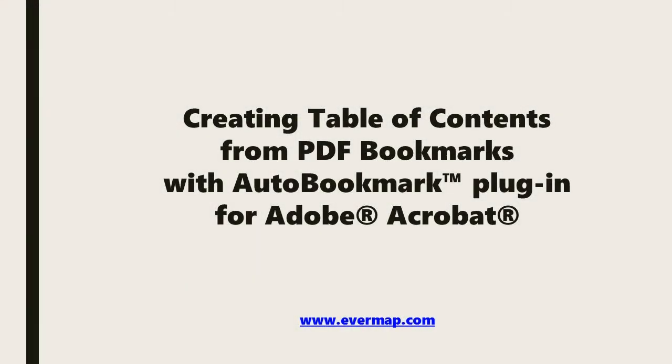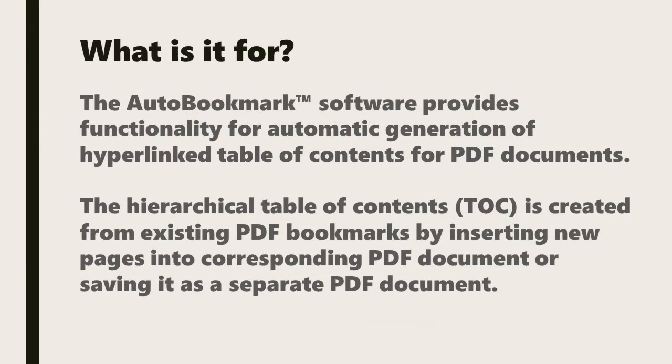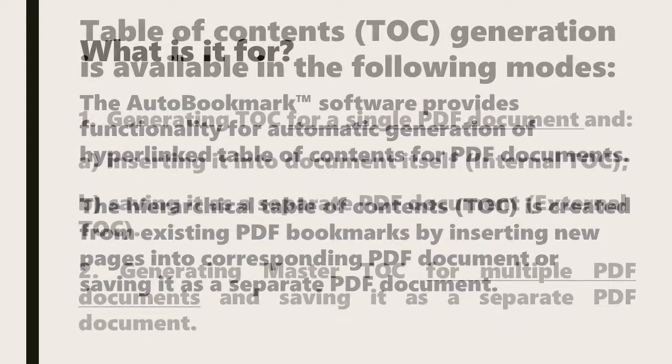In this video, we'll be looking at how to create a table of contents using PDF Bookmarks with the AutoBookmark plugin for Adobe Acrobat. What's this plugin for? This software provides the functionality for automatic generation of hyperlinked tables of contents for PDF documents. The hierarchical table of contents is created from existing PDF bookmarks, either by inserting new pages into corresponding PDF documents or by saving it as a separate PDF.